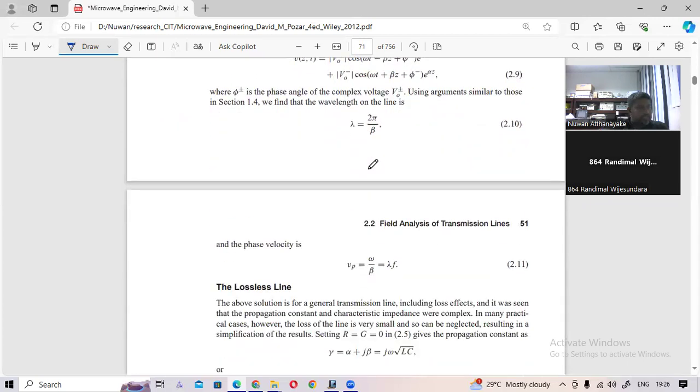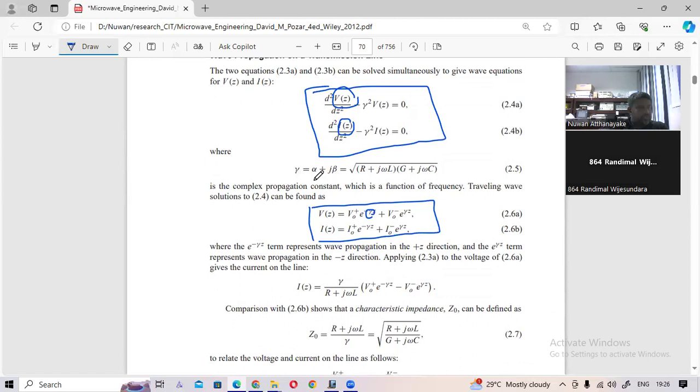The transmission constant is equal to this one. This gamma can also be written as alpha plus j beta. This beta is the phase constant. For a lossless line, that means no loss there. When the signal is going through a transmission line, we assume that the transmission line has no power loss when it is propagating.